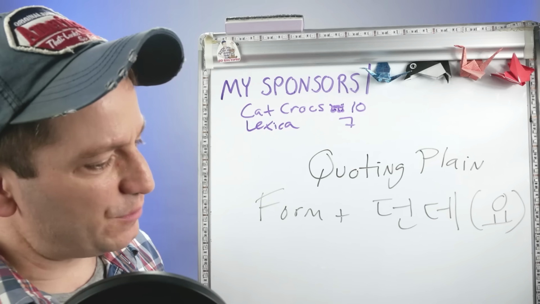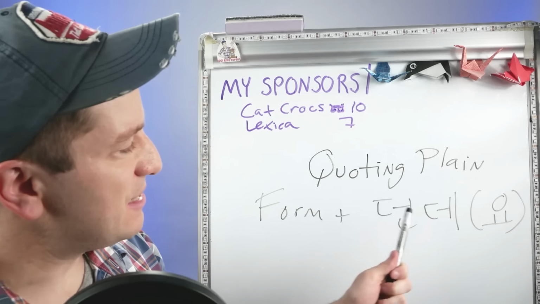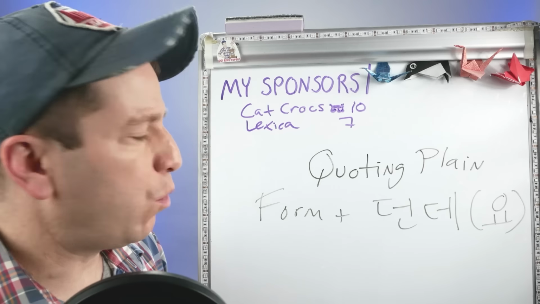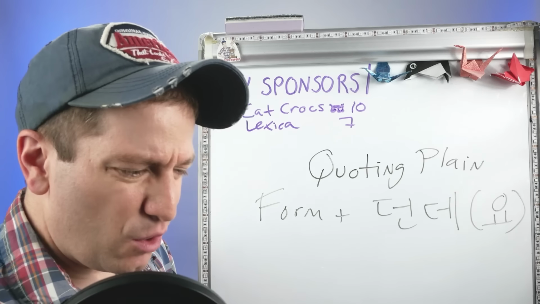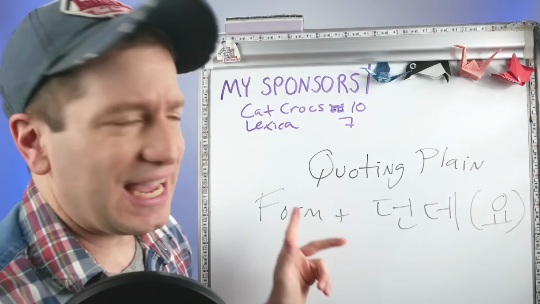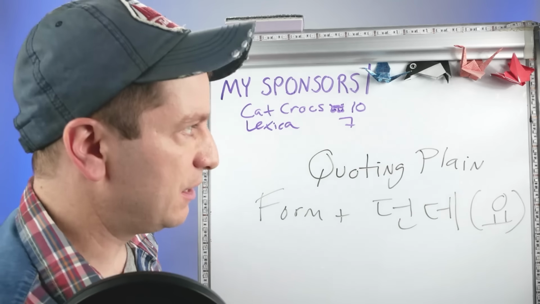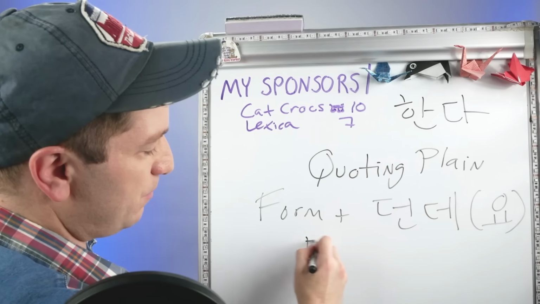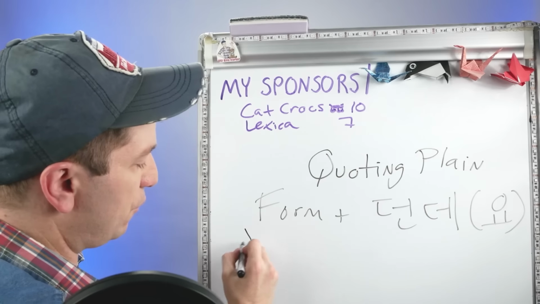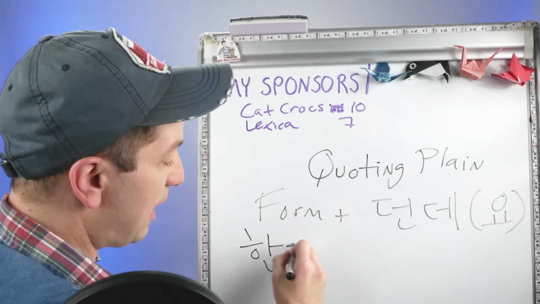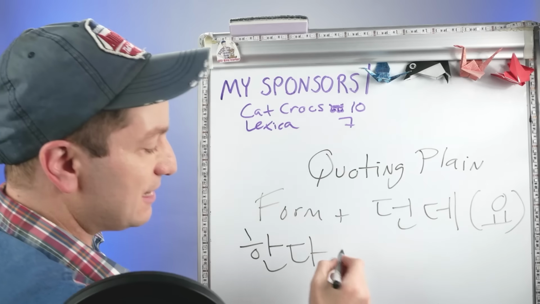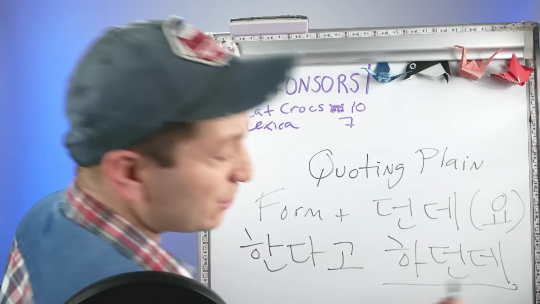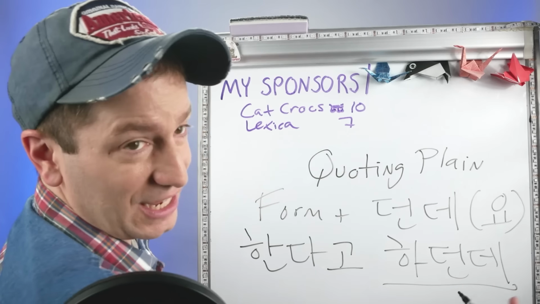There's one more form we can also use, and that is by attaching 던데 or 던데요 after a quoting plain form. So what is that? When you normally make a quote, you'll take the plain form, like 하다 would become 한다, or 먹다 would become 먹는다. For example, 하다 becomes 한다 던데. This is a shortened version of 한다고 하던데 or 하던데요.